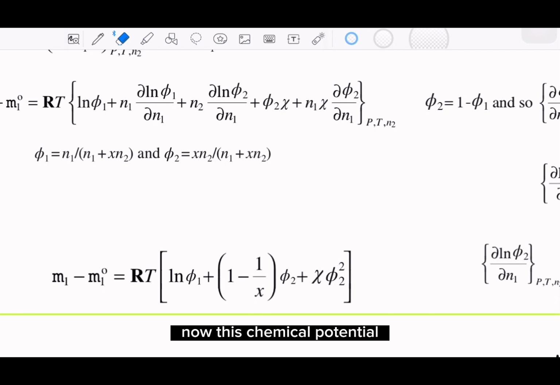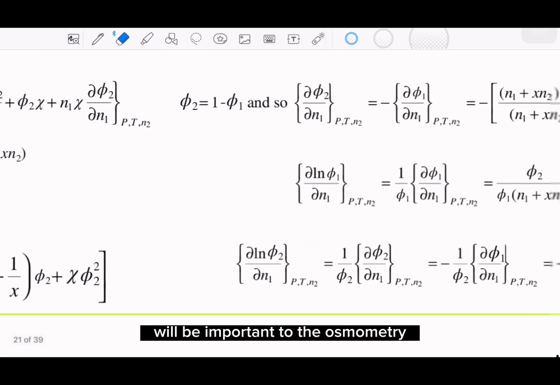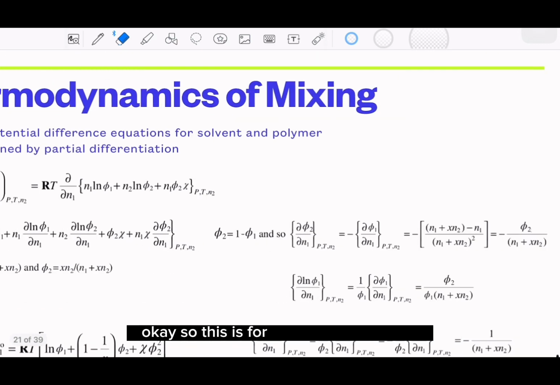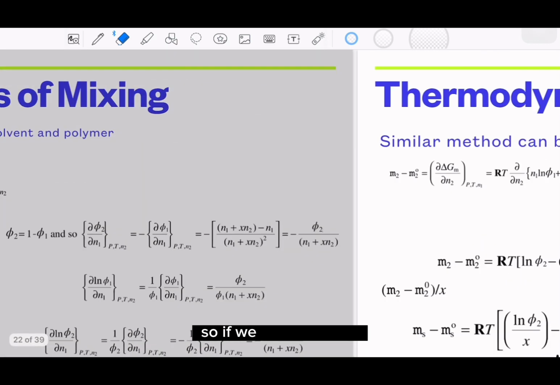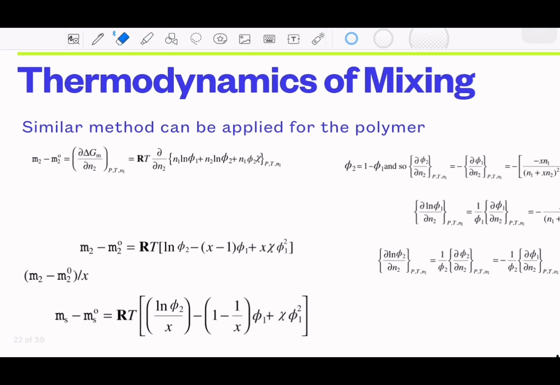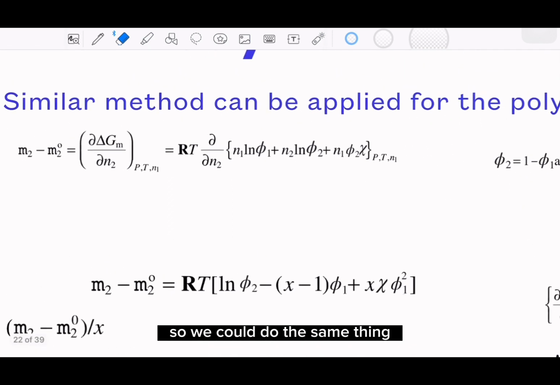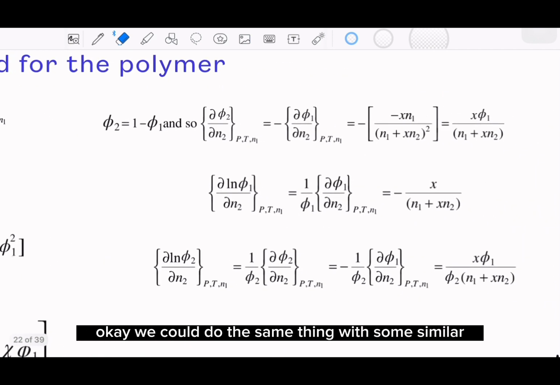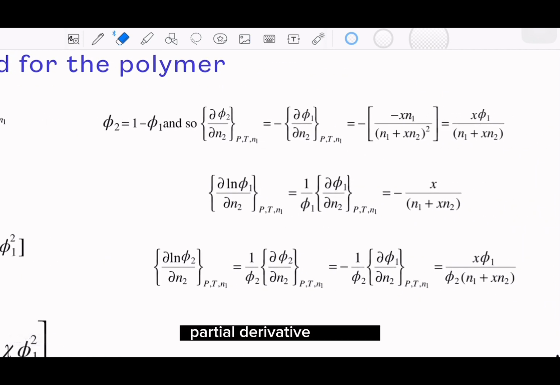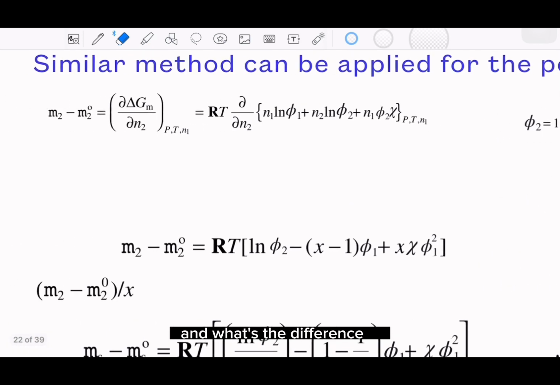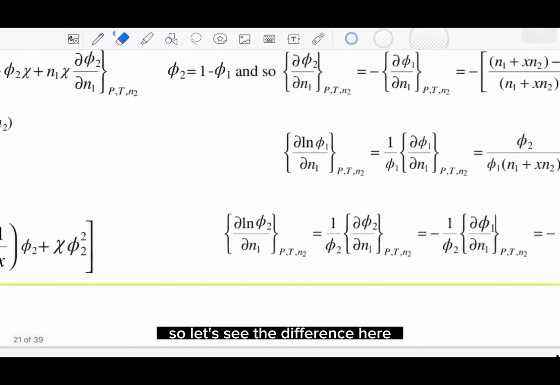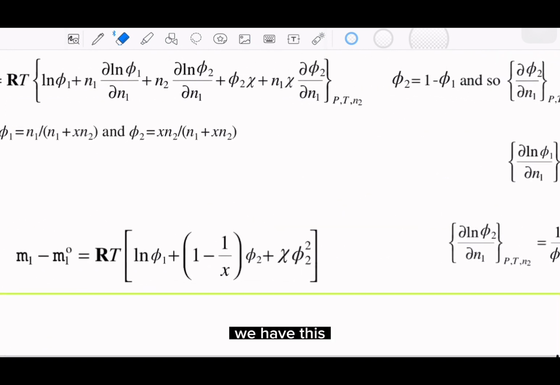Now this chemical potential will be important to osmometry. Okay, let me go through. So this is for solvent and polymer. If we have a polymer, we could do the same thing with similar partial derivative methods. And let's see what the difference is. We have this. The previous one we have this. Okay.